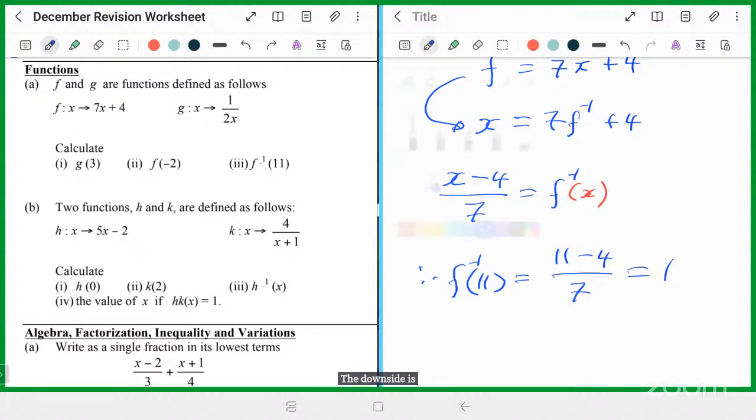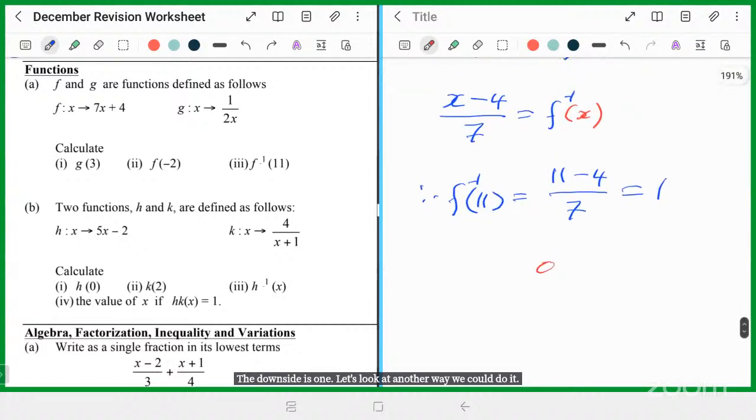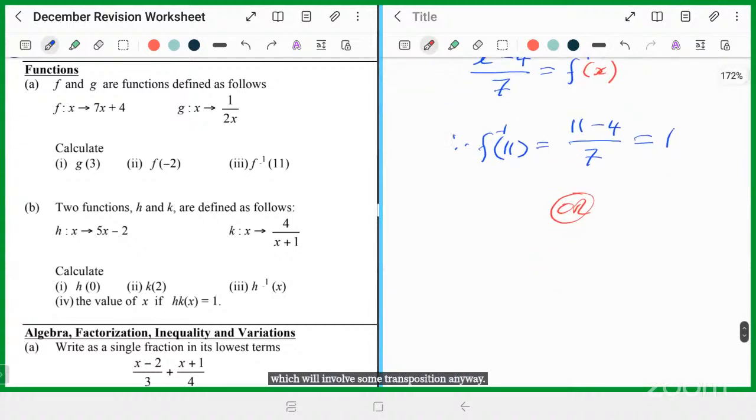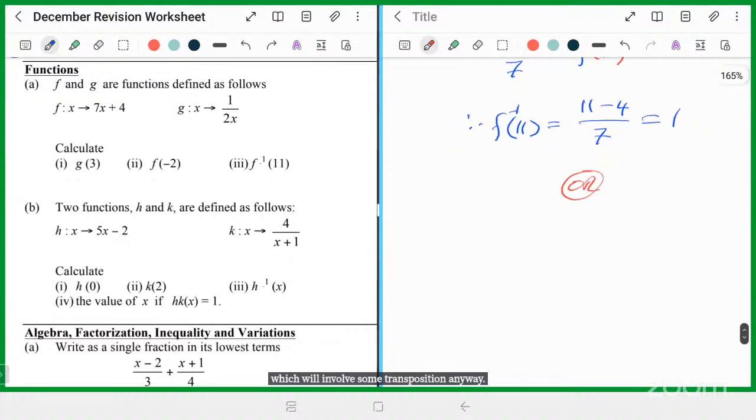Let's look at another way we could do it, which will involve some transposition anyway. So this is it now. Trying to find f to the minus 1 of 11, right? So we're going to say, let f to the minus 1 of 11 be equal to some number n. We're trying to find what n is. When you find n, you have the answer.